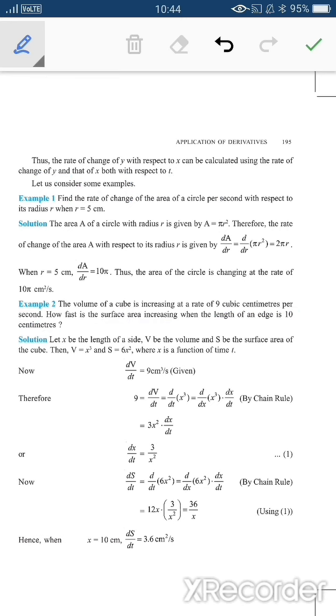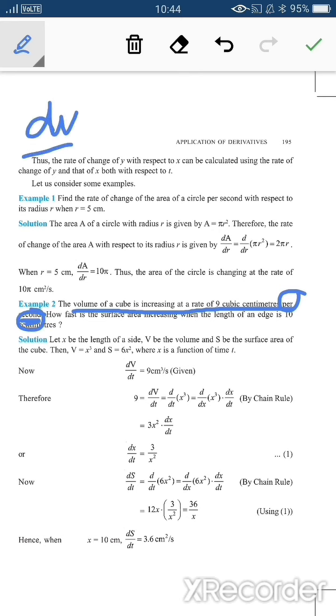Now let us again move to the first line. Volume of the cube is increasing at the rate of 9 cubic centimeters per second. It is increasing per second. So what is given to us? dV by dt is given to us, right? So dV by dt is 9 cubic centimeters per second. So what is dV by dt?